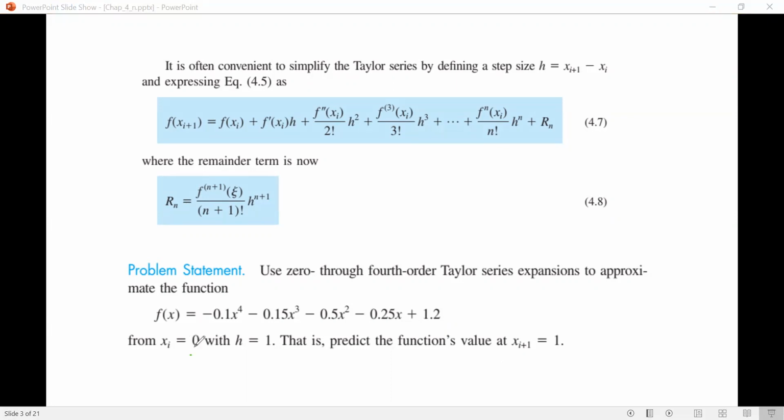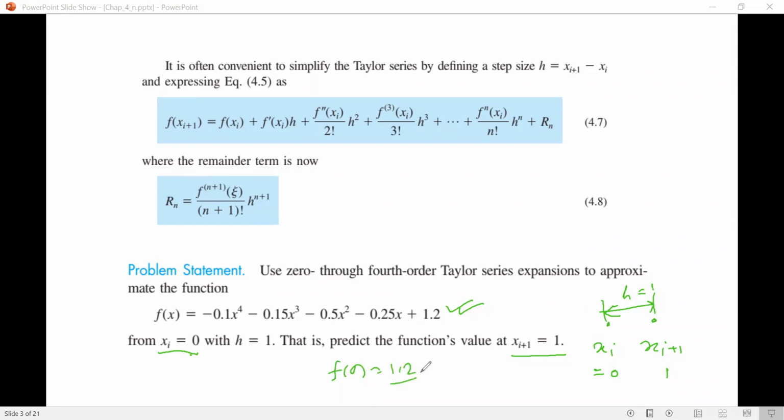Okay, that means if we have our function given, and the value of your function is known to you at say xi, then you have to predict the value at xi plus 1. That means these two points are there. This is your xi, this is your xi plus 1. Now our xi is equal to 0, this is 1. So this is actually the step size. Then your h would be equal to 1. And as your function is given to you, your f0 is equal to 1.2.